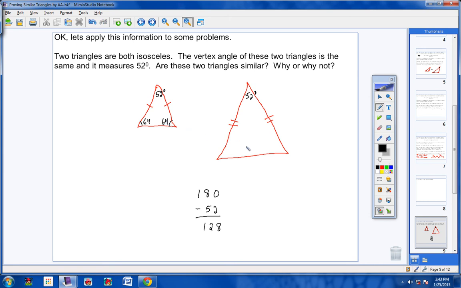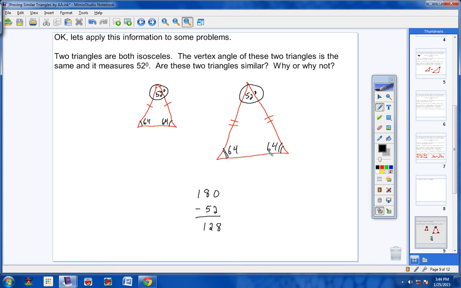Well, students, think about it. The same thing's going to happen over here if this angle's 52, which it is, and this angle's 52, which it is, and these two sides here are congruent to each other. That means these two angles here have to be congruent. They're both going to be 64 degrees also. So the answer is yes.